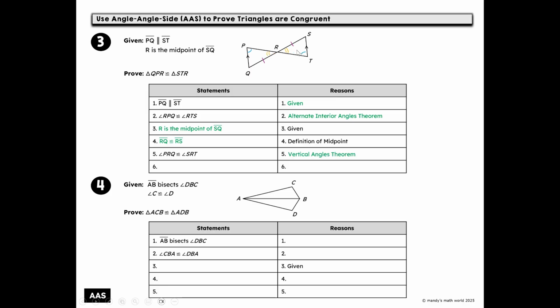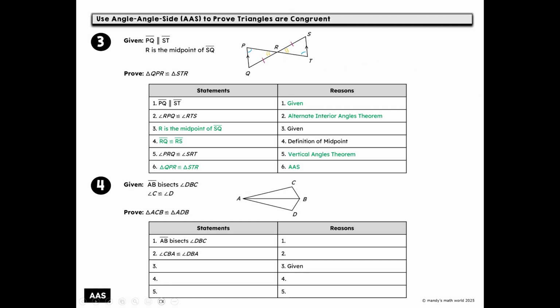The vertical angles theorem, right? Vertical angles are congruent. So that's all we've needed. We have an angle and a side. Angle, angle, side. We can therefore conclude, because we've proven, right? We have our angle here. We have our side here. We have our angle here. All right. We've concluded all that, or proven all of that, and justified it. So we can conclude that triangle QPR is congruent to triangle STR by angle, angle, side.